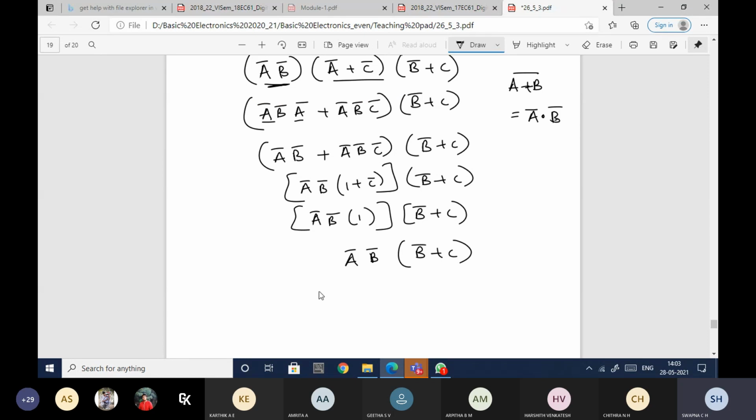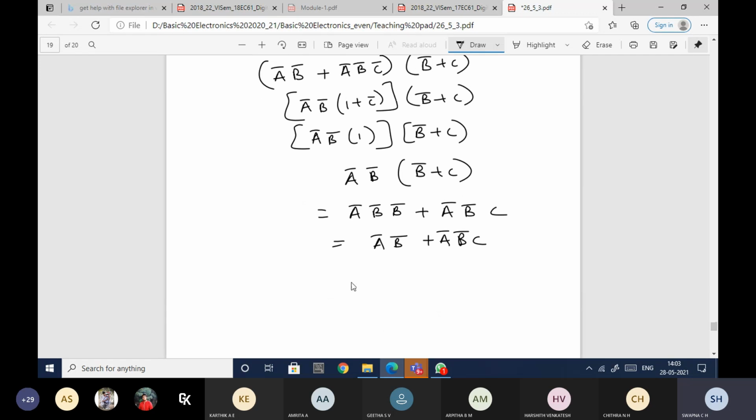Multiply it inside, so this will be equal to A bar B bar B bar plus A bar B bar C. A bar B bar B bar can be represented as A bar B bar, plus A bar B bar C. Again you can take A bar B bar common between these two terms, into 1 plus C, is equal to A bar B bar.